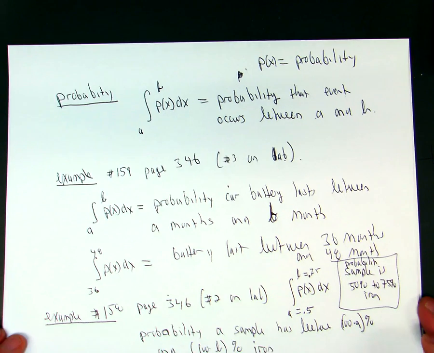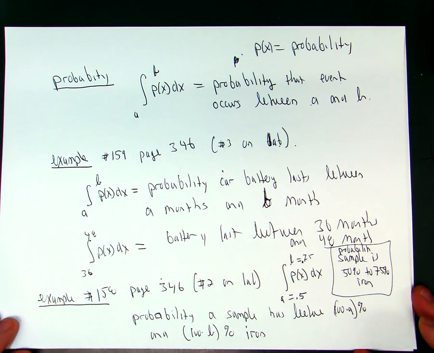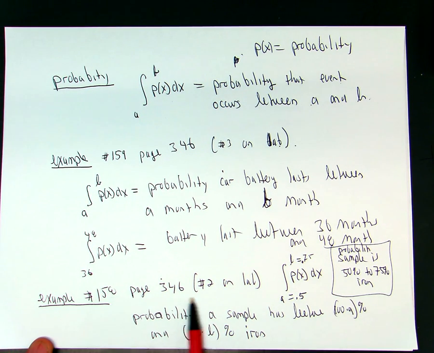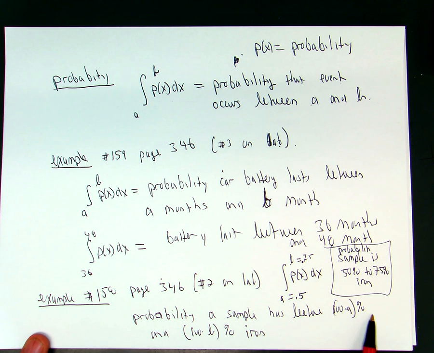Oops, I need to move this up a little bit since I think I'm off the screen. So again, this last one, problem 158, is the probability the sample has between 100 times A% and 100 times B% of iron. Thanks.